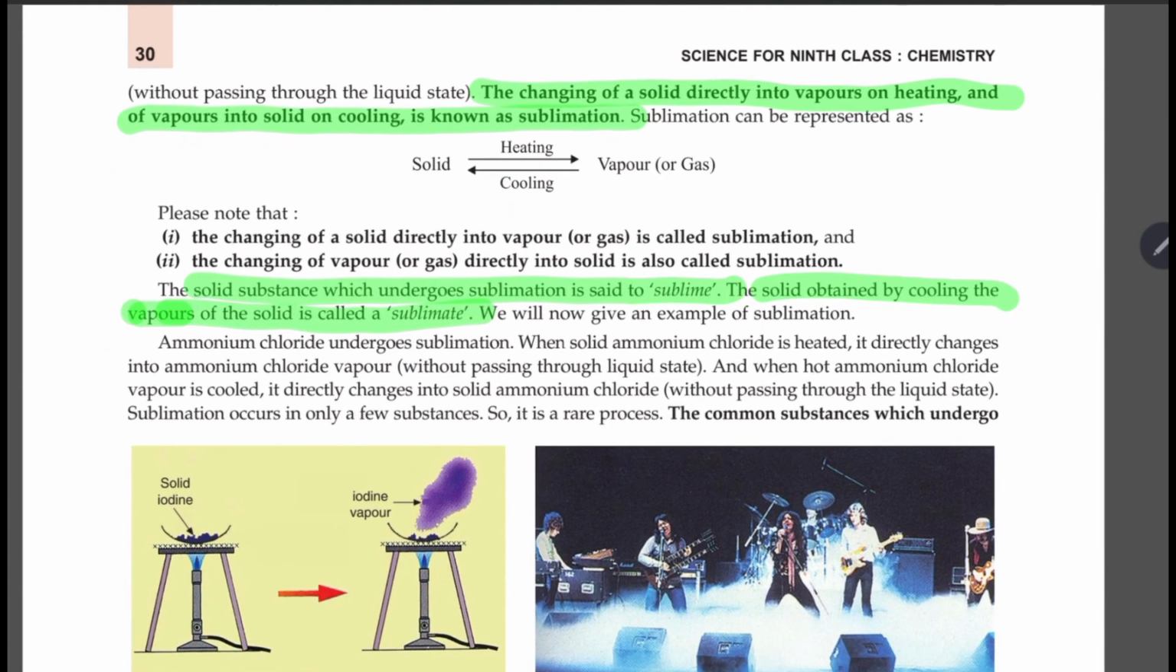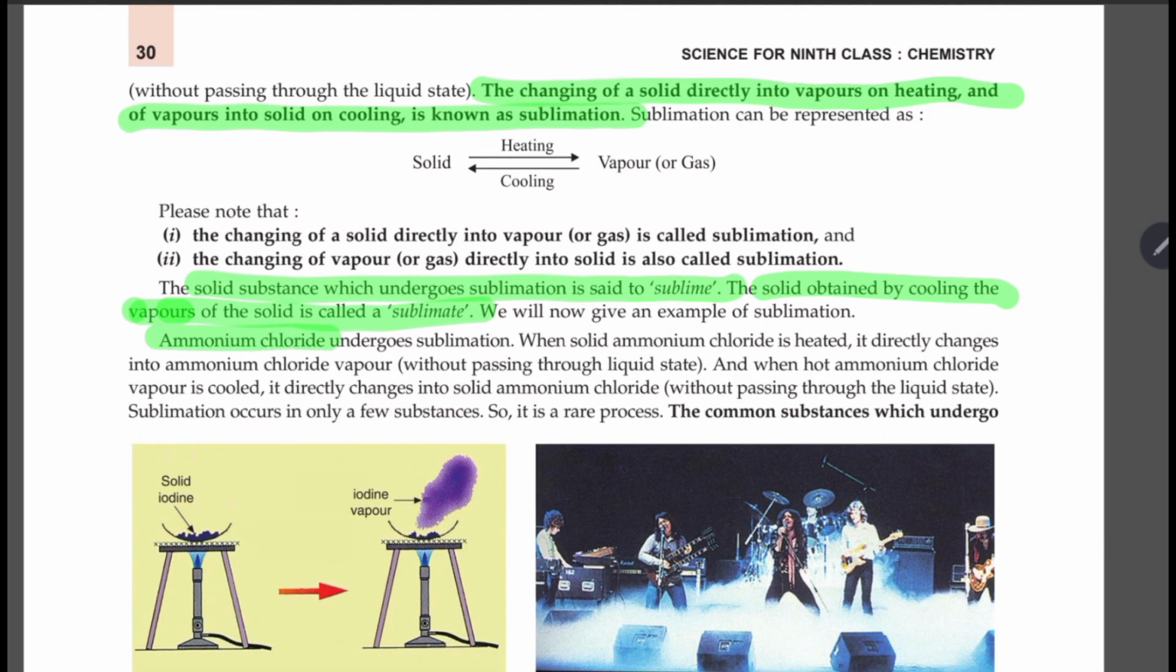Okay, so what are the common sublimable substances? Ammonium chloride is sublimable. Camphor is sublimable. So camphor and ammonium chloride are all common sublimable substances which you can see in your daily life, and you see that on cooling you get back the solid substance. So it directly changes to solid ammonium chloride when hot ammonium chloride vapor is cooled.